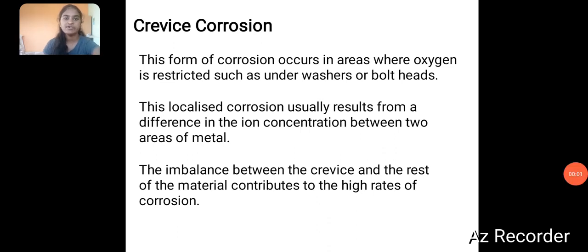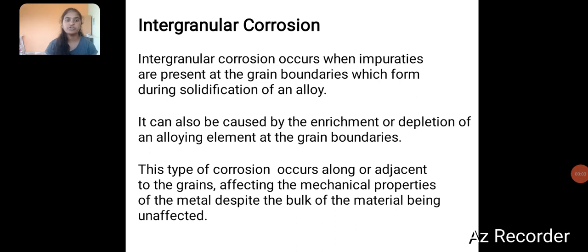The next one is intergranular corrosion. It occurs when impurities are present at the grain boundaries which form during the solidification of an alloy. It can also be caused by an enrichment or depletion of an alloying element at the grain boundaries. This type of corrosion occurs along or adjacent to the grains, affecting the mechanical properties of a metal despite the bulk of the material being unaffected.